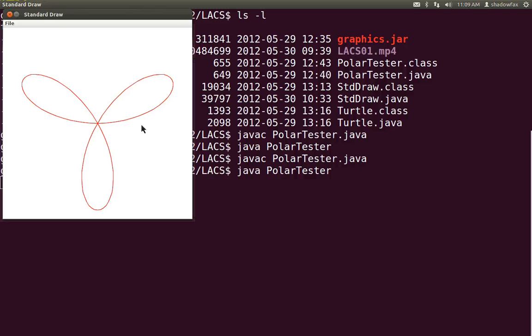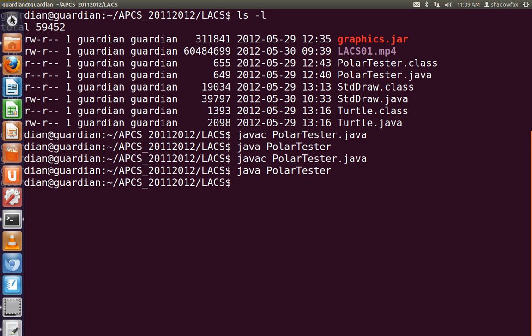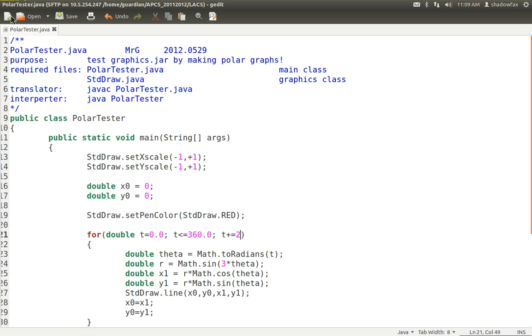You want to make it stand out a little bit more, make it like a thicker pen? You can set the pen thickness too. Let's see, set pen, where is it? Set pen radius. All right, so let me do that. So if you're wondering what we did, we set the pen color to red before we started drawing anything. We set the step for T to just 2, not 0.1, to make it faster. But now I'm going to change the pen radius.